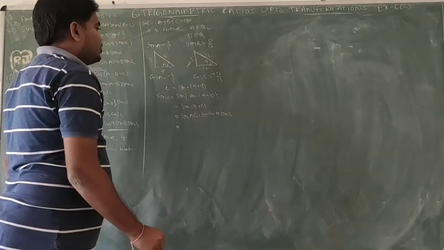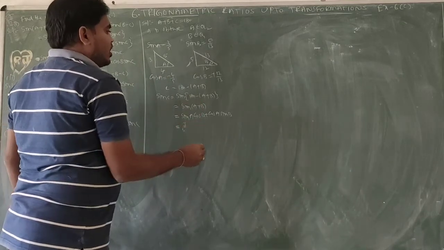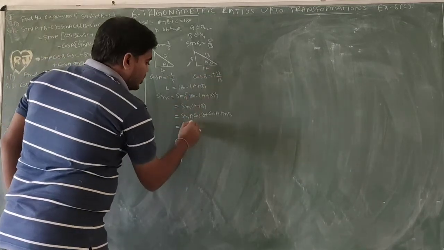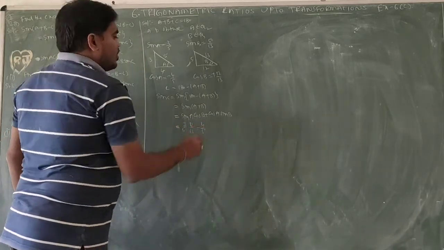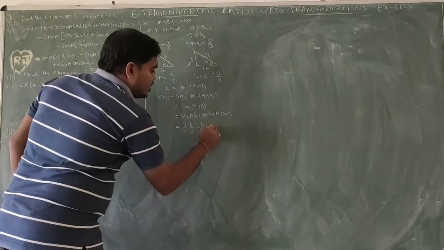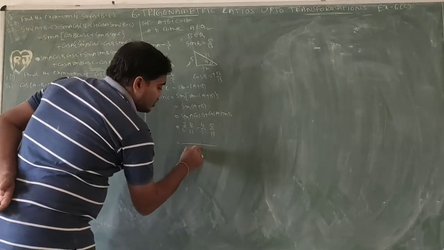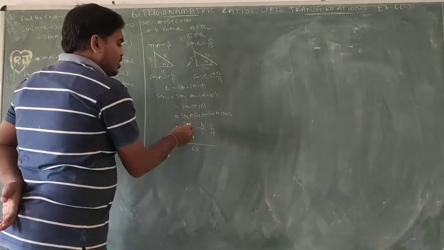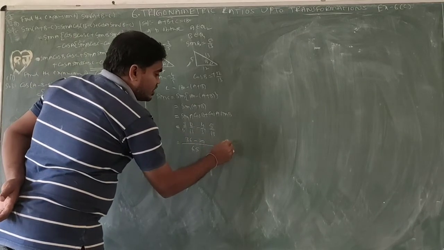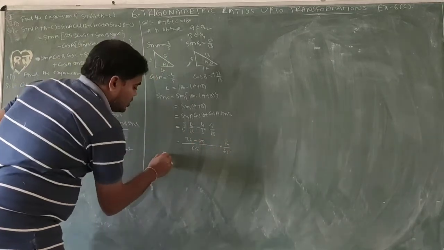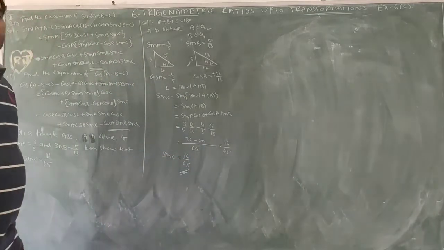Sin A equals 3 by 5, cos B equals 12 by 13, cos A equals minus 4 by 5, and sin B equals 5 by 13. I don't want to cancel the 5, so simply taking the LCM, 13 into 5 is 65. 12 into 3 is 36, and 4 into 5 is 20. So 36 minus 20 is 16 by 65. So sin C equals 16 by 65. So this is the required proof.